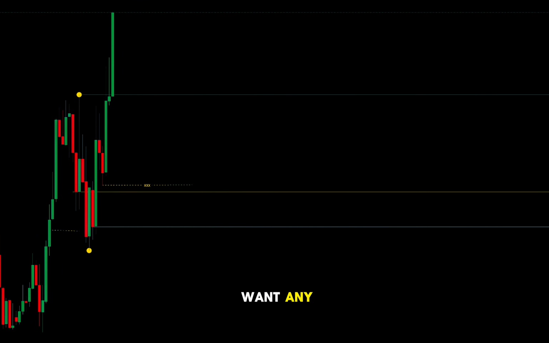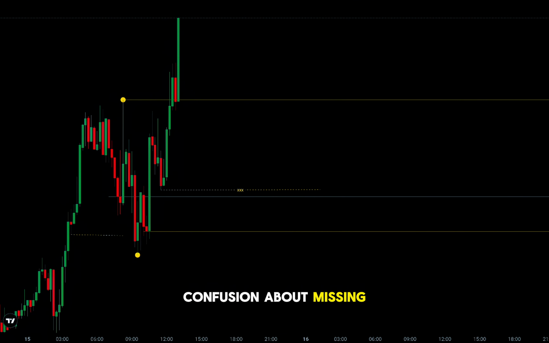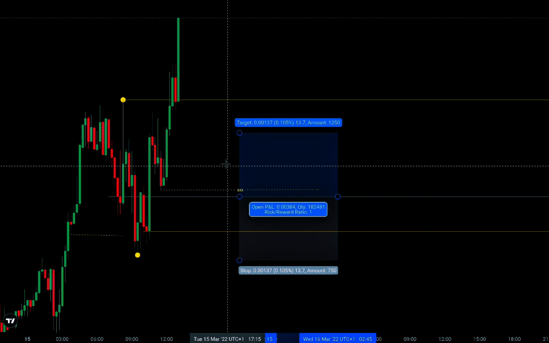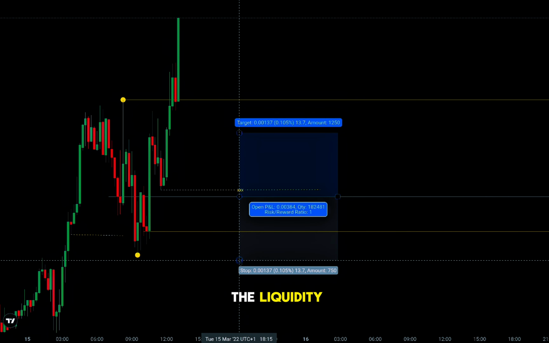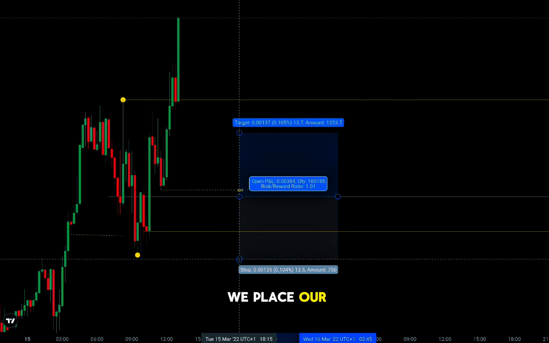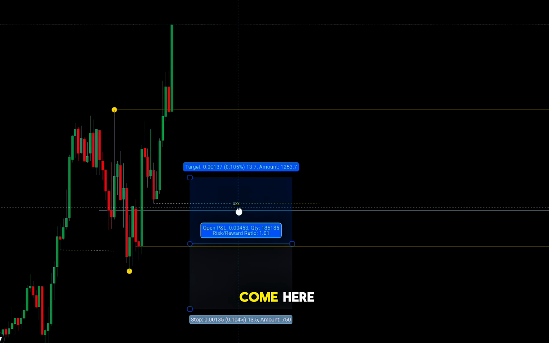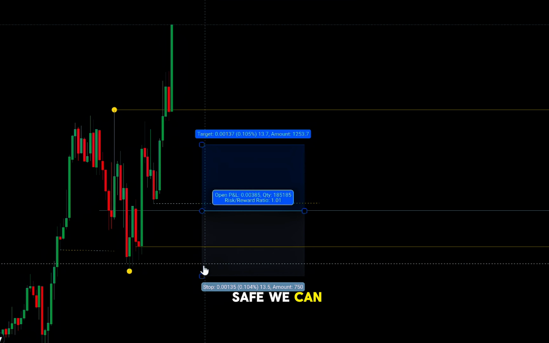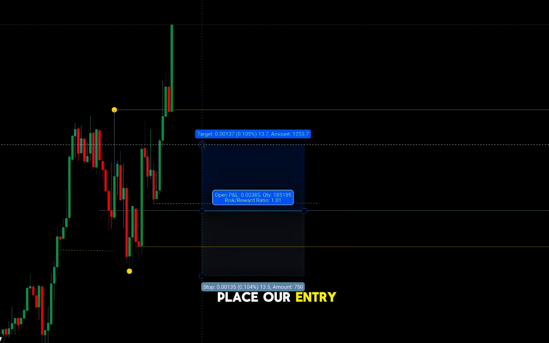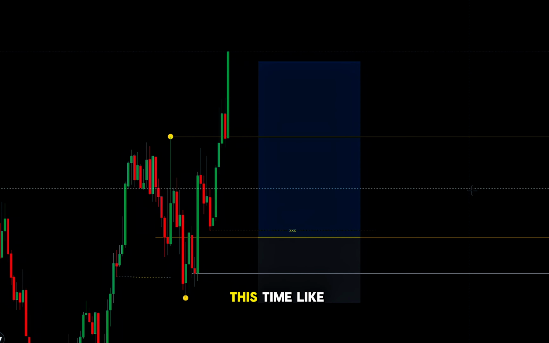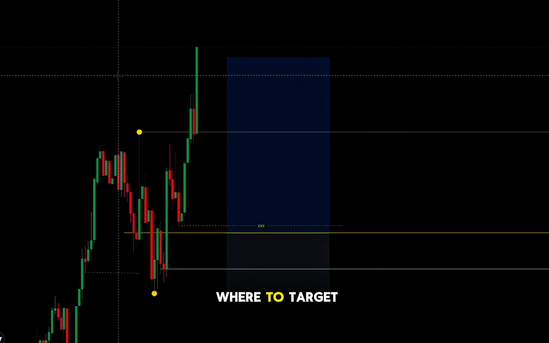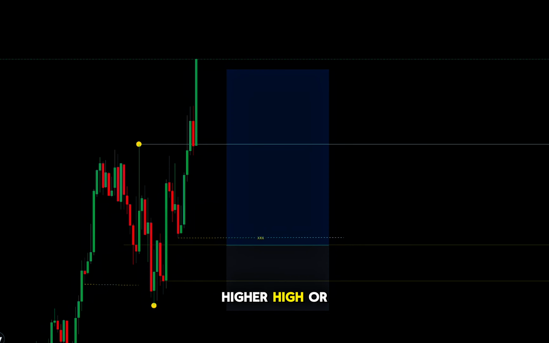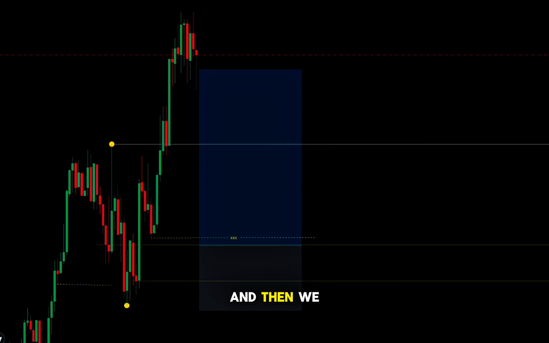If you don't want any confusion about missing the trade, you can always just enter at the first level here, and it's also just close to the liquidity, so that is good. And then we place our stop below here. Another one can come here, but sometimes market does not do that all the time. So to be safe, we can place our entry there, and then for this, you don't know where to target. We have to wait for the market to create us a valid higher high or a valid major high, and then we will use it.